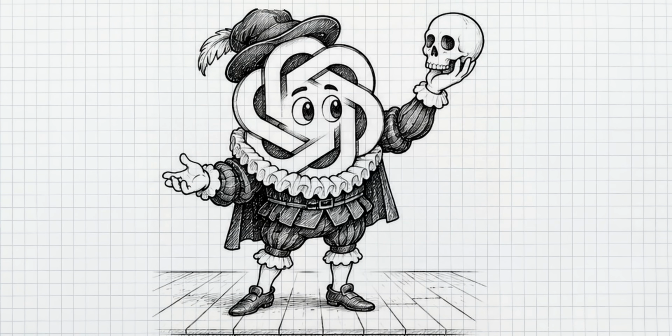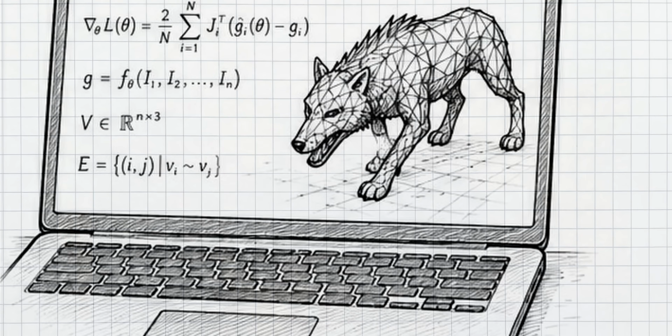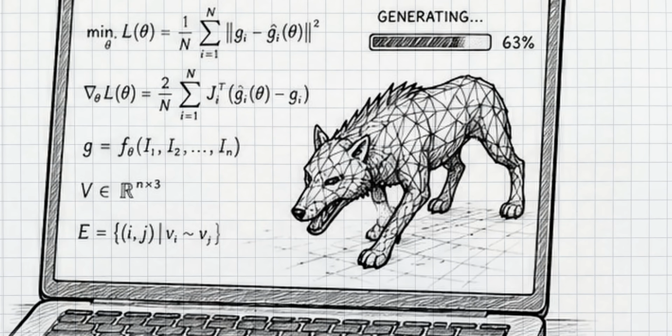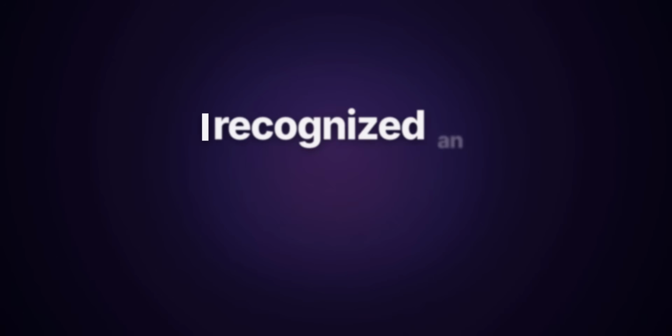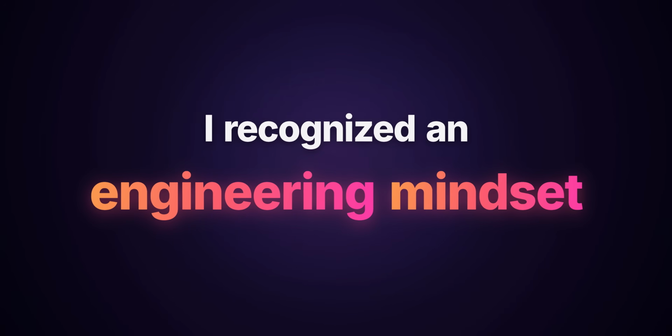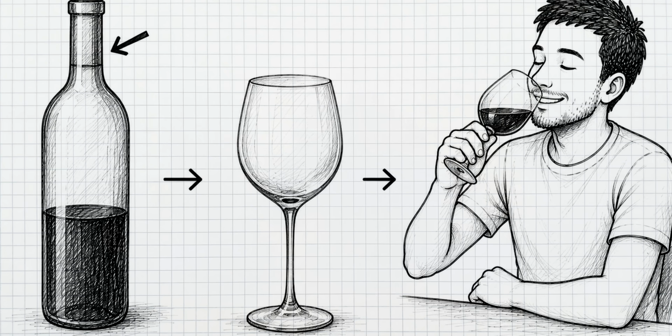This model isn't trying to write poems. It isn't trying to paint pictures. It isn't trying to entertain us. It's trying to solve a very specific geometry problem. That philosophy immediately resonated with me. Not because I suddenly became excited about AI, but because I recognized an engineering mindset. Find the bottleneck, build one specific tool, solve exactly that problem.